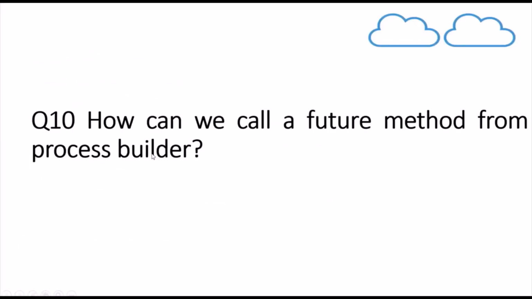How can we call a future method from process builder? So from process builder, we can call an Apex method, right? We can have an invocable method. So from that invocable method, we can call the future methods, just like we can call other methods, right?